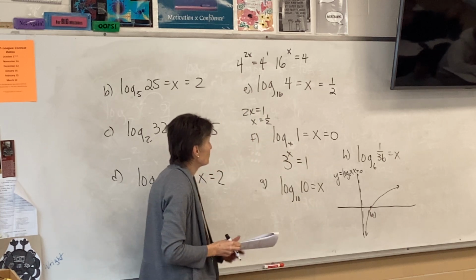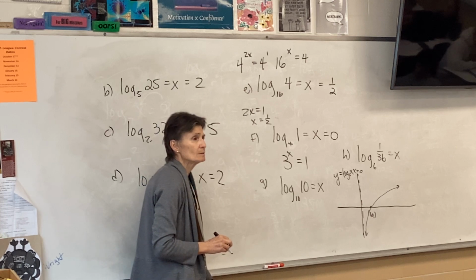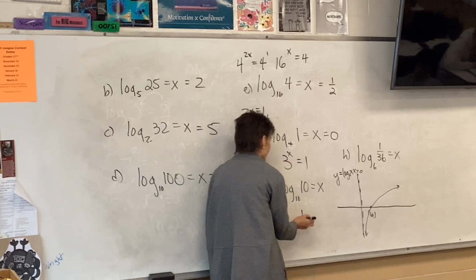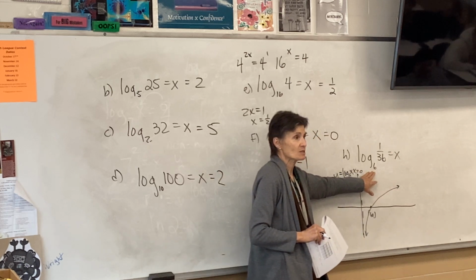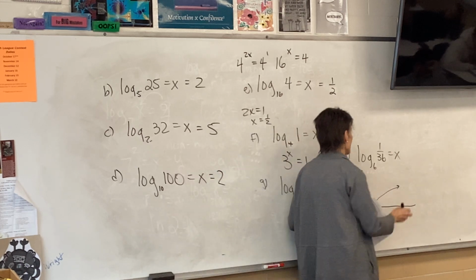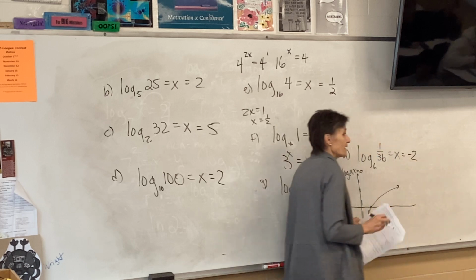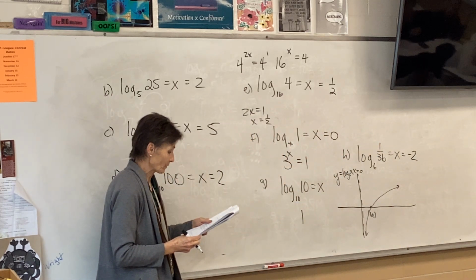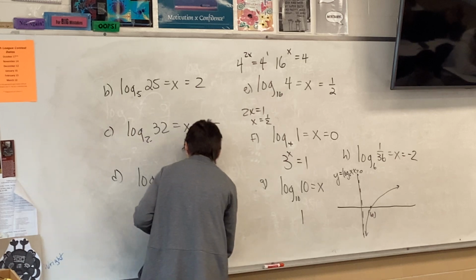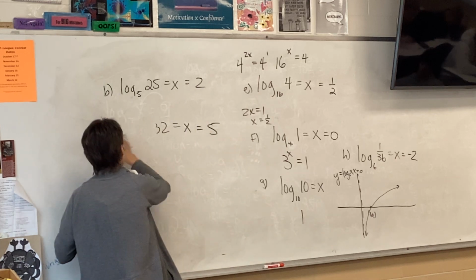All right, what about G? What did we get for G? 1. And here's another kind of wacky one. Anybody get an answer to this one? Negative 2, very good. 6 to the negative second, 1 over 6 squared. Very, very good.